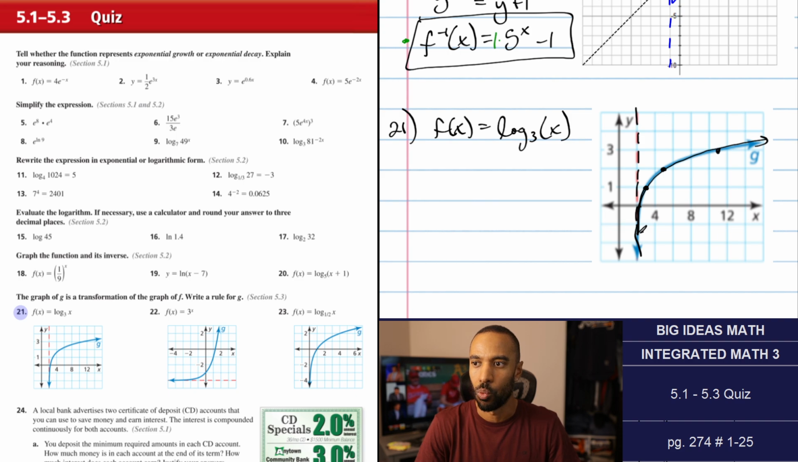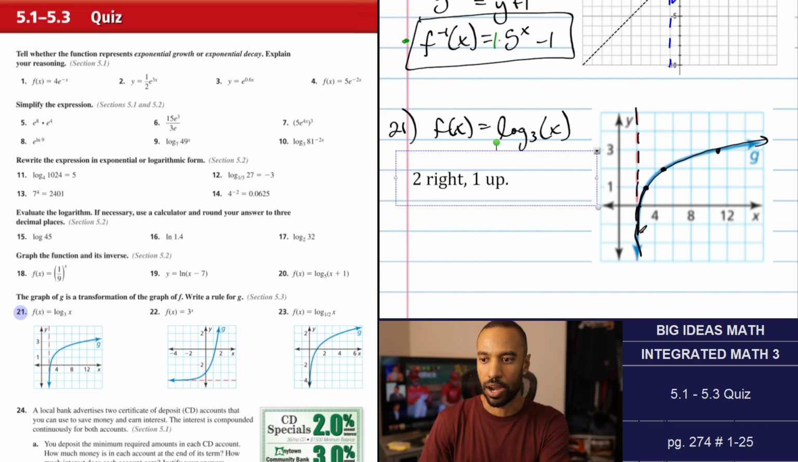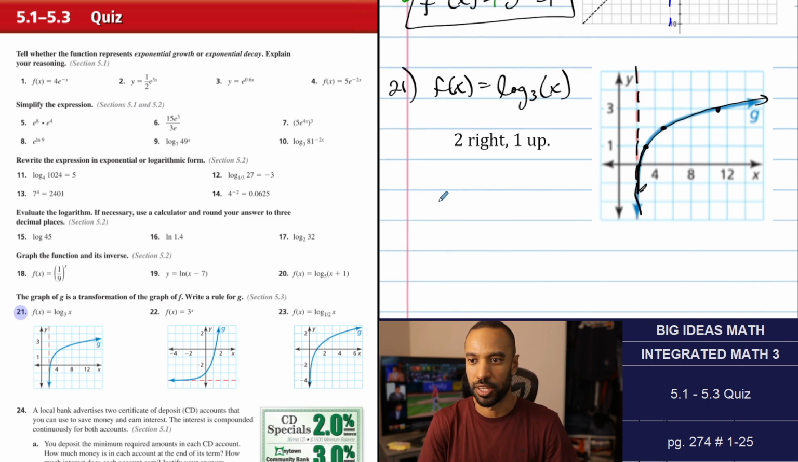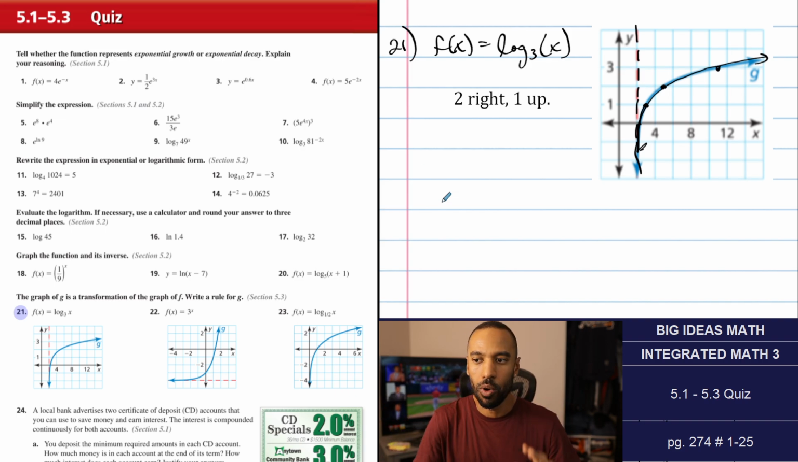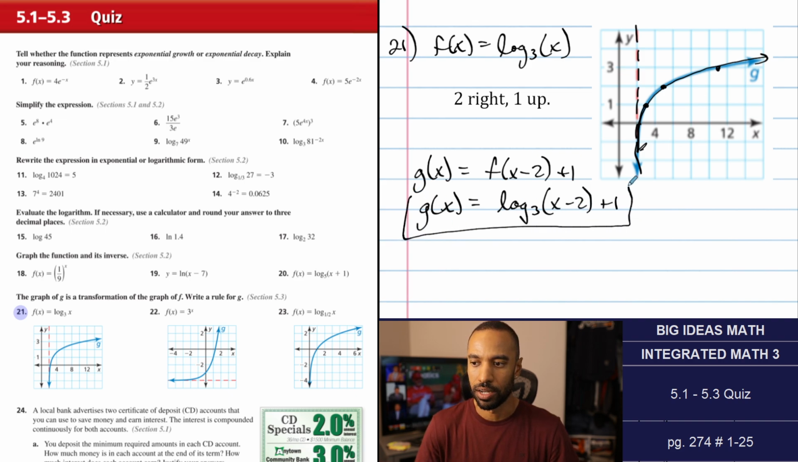So what are we saying? We are translating 2 right and 1 up. So it says write a rule for g given this transformation. It seems like a slogan for something. g of x, 2 right, 1 up. So g of x takes your f of x, where we're going 2 to the right, would look like that, and 1 up where we look like that. So it's still log base 3. There's no change there. They're not going to change that part. It's log base 3 of x minus 2, and then plus 1, like so.